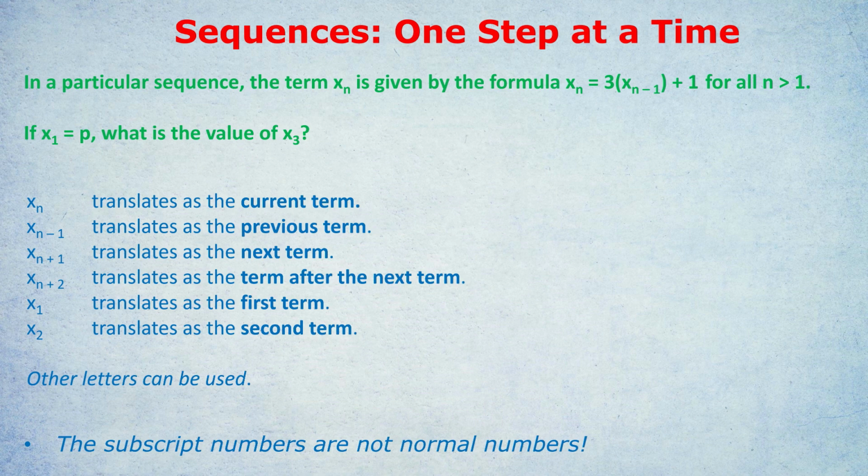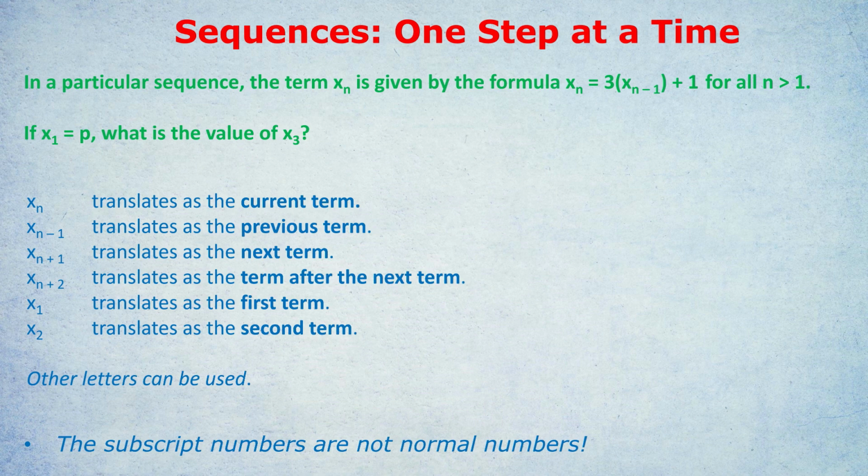Just to be clear, for example, on the next one, x subscript n plus 2, that is not a normal plus 2. We don't add 2 to xn or something. No, we translate it. The plus 2 that you can see there with x subscript n plus 2 is translated as the term after the next term. Nothing to do with plus 2. Anything in subscript means we're dealing with sequences, not normal maths, so to speak. Anyway, x1 is the first term, x2 is the second term, and so on. And as I've said before, we can use other letters, A, P are common ones, K, for example. It doesn't have to be x.